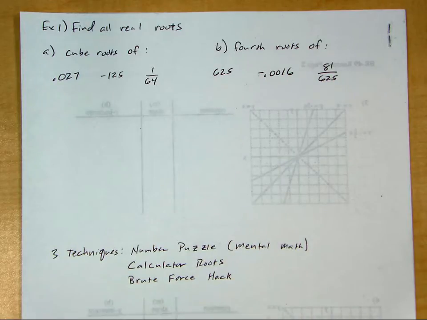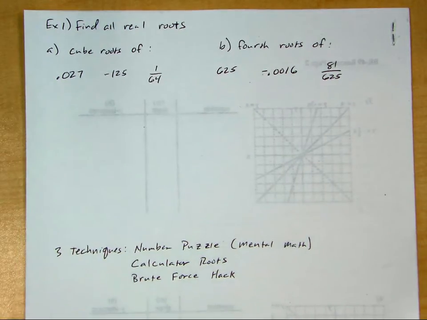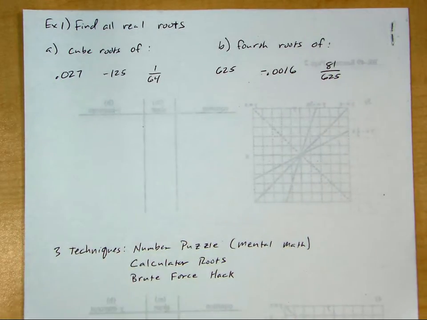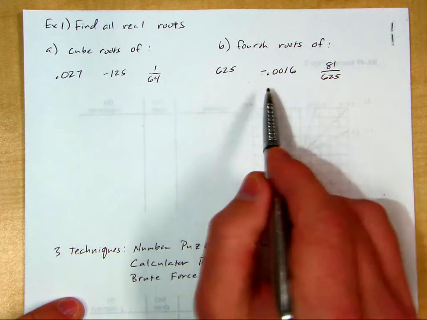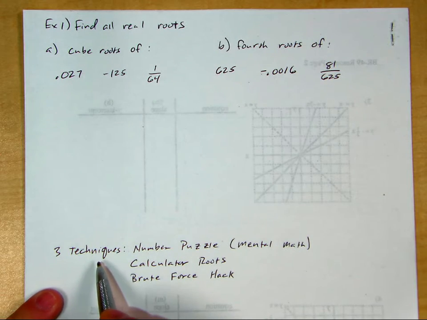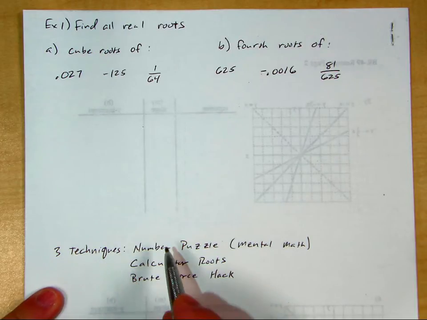Okay, here's the first example in Chapter 7. We're finding all real roots. In these examples right here, we're going to find cube roots of these three numbers and fourth roots of these three numbers. There's three basic techniques, and I'll try to show you one example of all these.